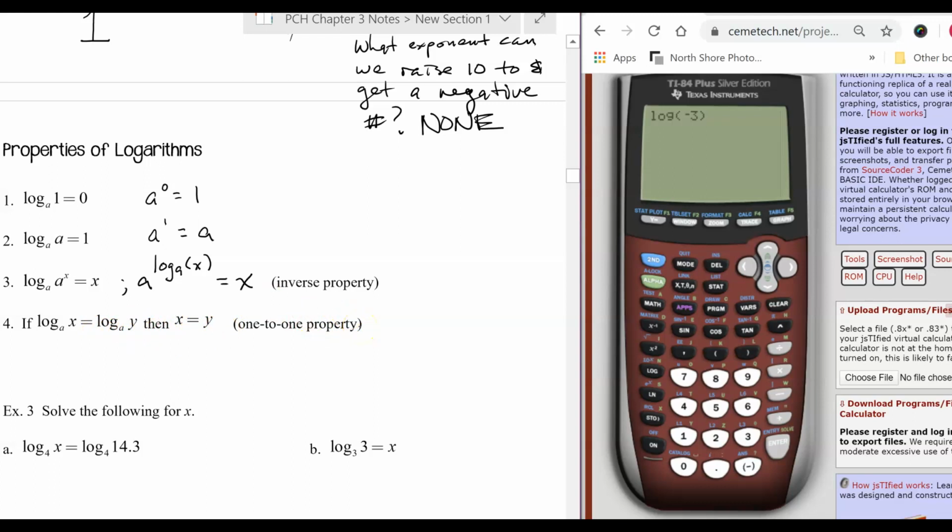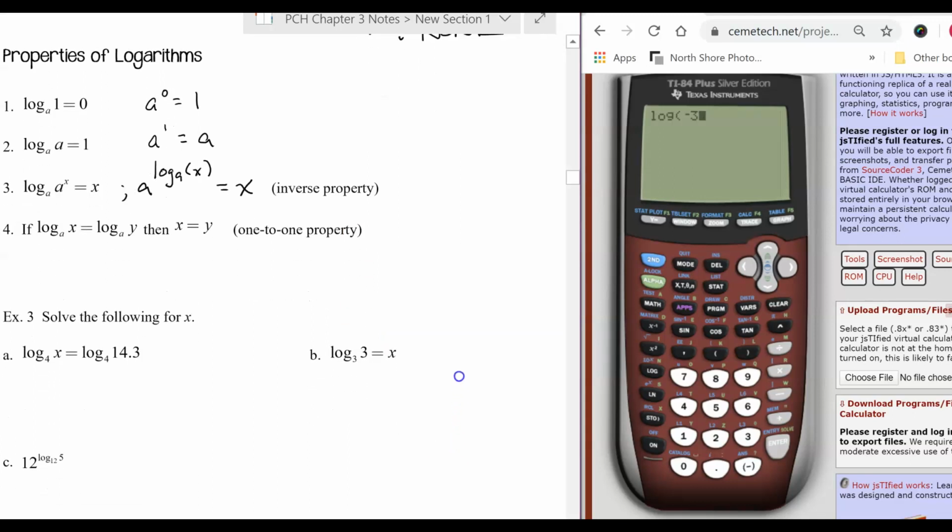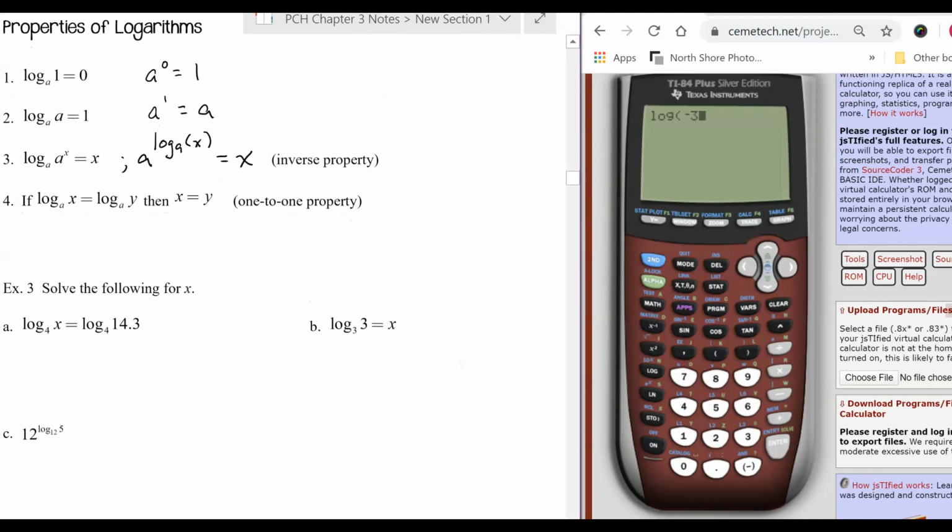So let's move on to example 3. We'll use some of our log properties here. For part A, we have log base 4 of x is equal to log base 4 of 14.3. So we'll use our one-to-one property, and x is going to be 14.3. Part B, we have log base 3 of 3 is equal to x. So we're going to use our second property here. That's just going to equal 1. And again, you could rewrite this if you wanted to, so it would be 3 to the x is equal to 3. So if I want to put an exponent here, it would just be 1, so x has to be 1.